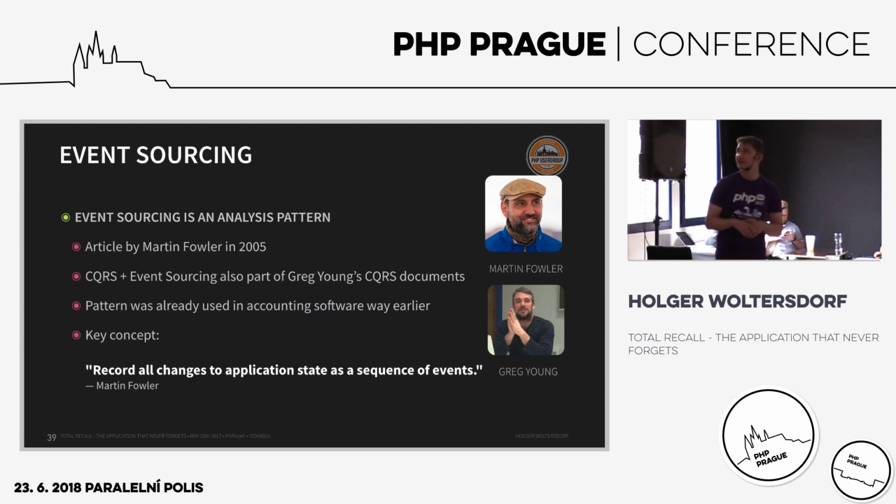Event sourcing was first mentioned by Martin Fowler in 2005 and was also already part of the CQRS papers from Greg Young. And the pattern itself is way older because it was already used in accounting software in 1930 or something. So the key concept is to record all changes to application state as a sequence of events. That's basically the idea behind it.